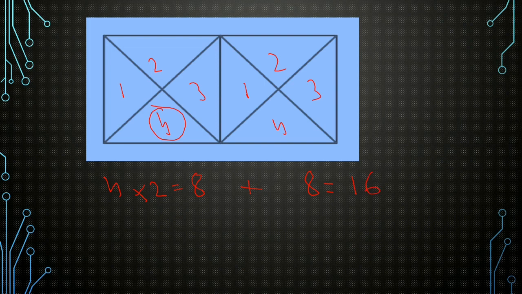But wait, there is a change. If you join these two squares, one more triangle will appear. So my answer is 17. 16 is not the right answer. At home, you will count and you will find the answer 17. If you join the figures, you have to add 1. If you join two figures, then you have to add 2. So my answer is 17 here. Understood?